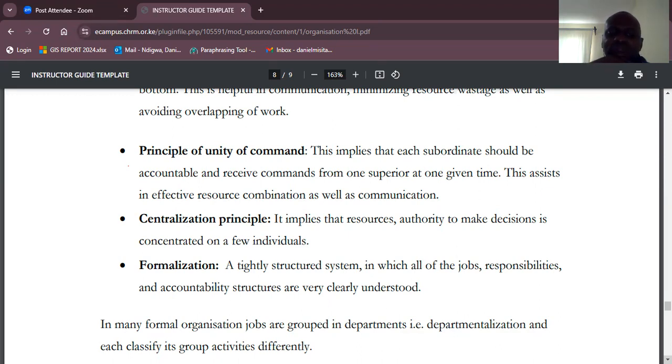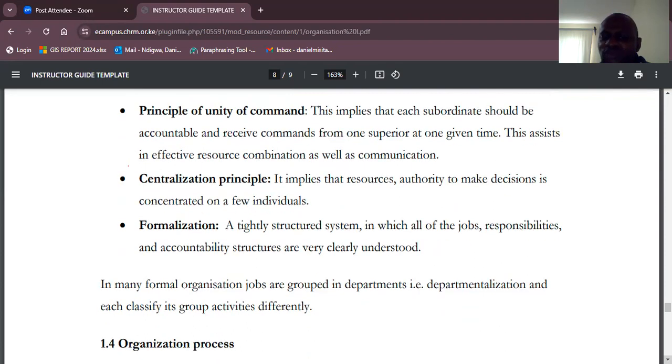Then the last one is formalization. A tightly structured system in which all of the job responsibilities and accountability structures are very clearly understood. As the name suggests, formal. So everything is officially known and the systems are known so that people will be very accountable, and we will have what is called a clear communication structure based on the systems that you are using.